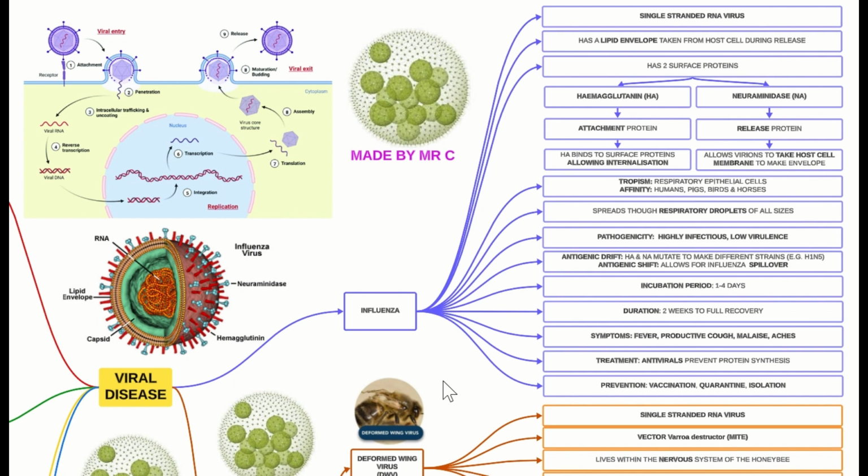Influenza has an incubation period of between 1 to 4 days. When you get it, it normally lasts about 2 weeks until full recovery. Symptoms include fever, a productive cough, malaise, which means you don't feel like doing much, and having body aches and pains. Treatment is antivirals to prevent protein synthesis. Prevention is vaccination, quarantine, and isolation.